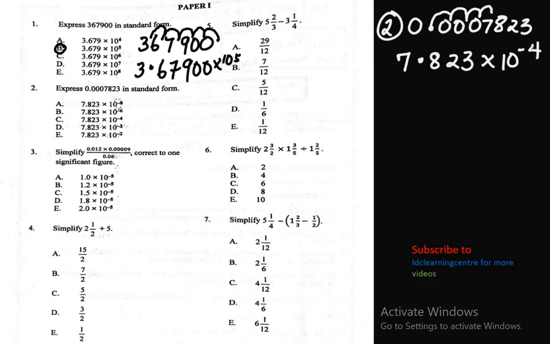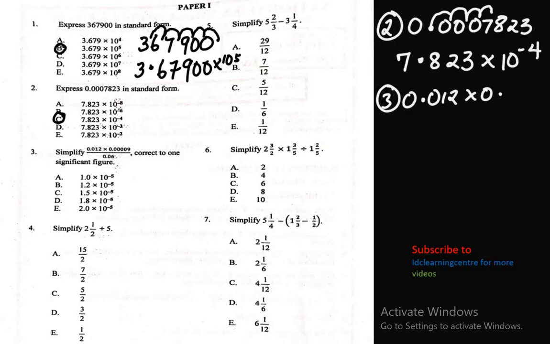So with decimal is negative, with whole number like we have in question 1 is positive. So if you move to the left, your exponent will be positive, but if you move to the right, it will be negative. So among the options, let's check for 7.823 times 10 raised to the power minus 4, and the right answer will be C. Now for question number 3, the question says simplify. Okay, let's simplify 0.012 times 0.